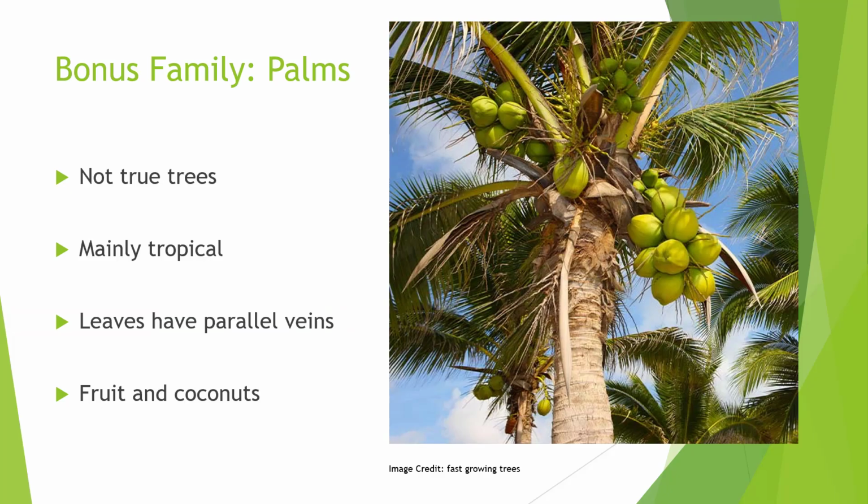I got a little bonus family here for you, and that's the palms. Now, they're not real trees. We're actually going to discuss what makes a real tree when we cover stems. The palm family is mainly tropical. They're hard to grow in the northern climes. The leaves, again, like grasses and lilies, have parallel veins, and they produce fruits in the forms of coconuts, so kind of fun there.